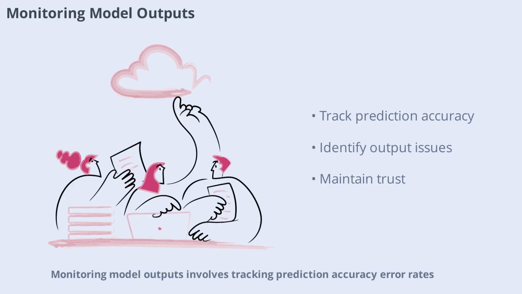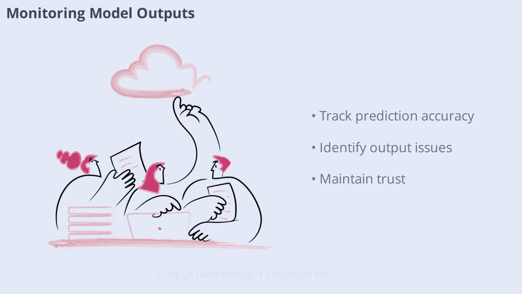Monitoring model outputs involves tracking prediction accuracy, error rates, and other performance metrics. By analyzing outputs, you can quickly identify issues such as drift, bias, or unexpected behavior. Output monitoring is essential for maintaining trust and delivering consistent results.